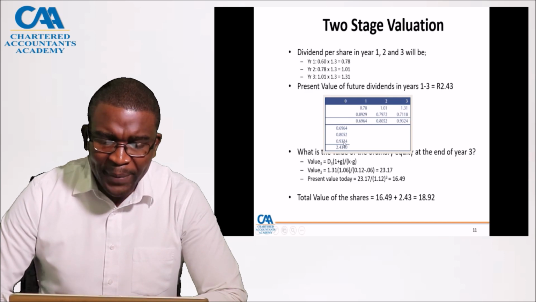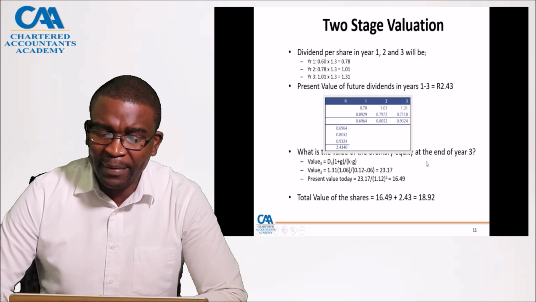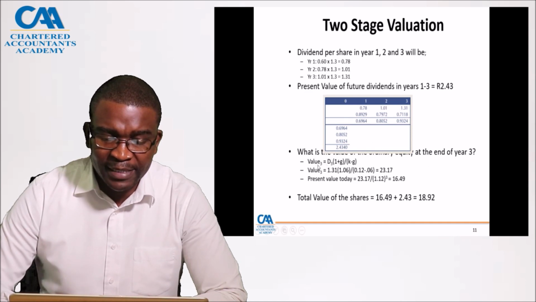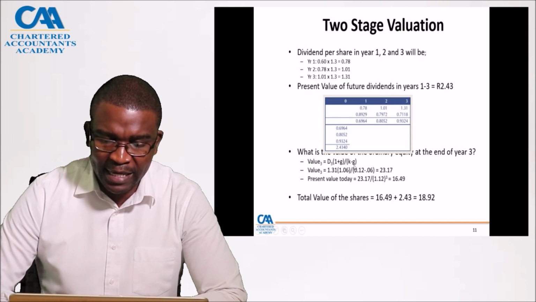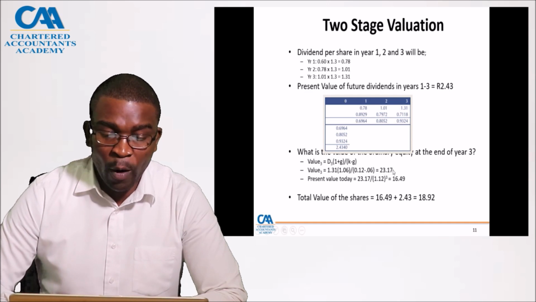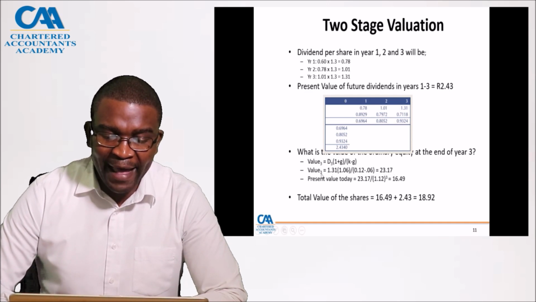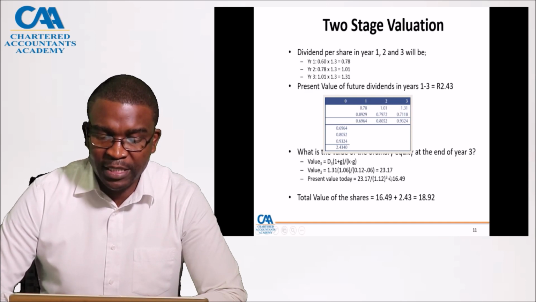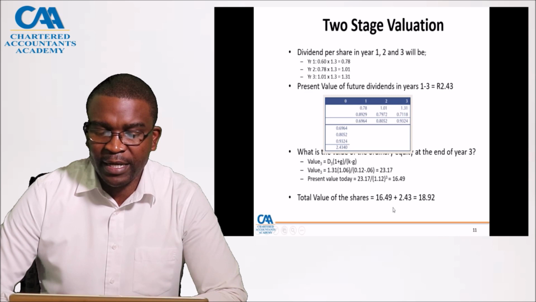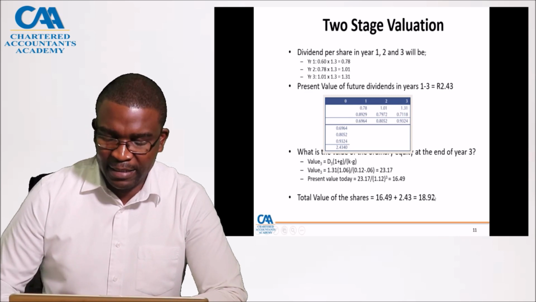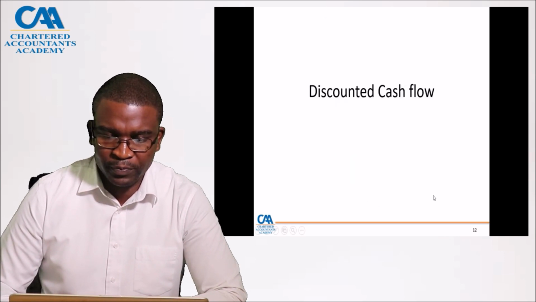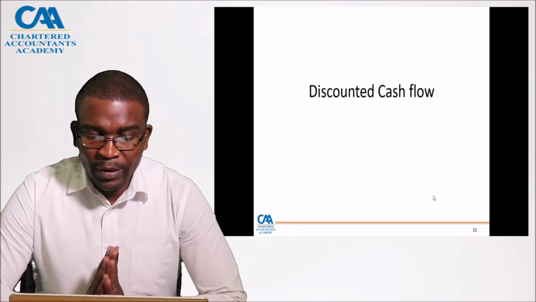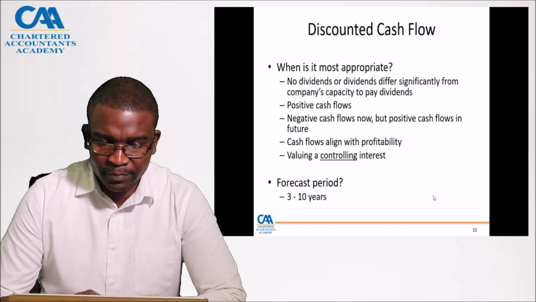Now, based on this, after year 3, we can now apply the dividend growth model, which here I'm saying value in year 3 becomes D3 times (1 plus G) over KE minus G. So then I calculate the present value to get 23.17. But remember, this is a value in year 3. Then we present value it back to year 0 to get 16.49, and now we can add the two values to get 18.92.